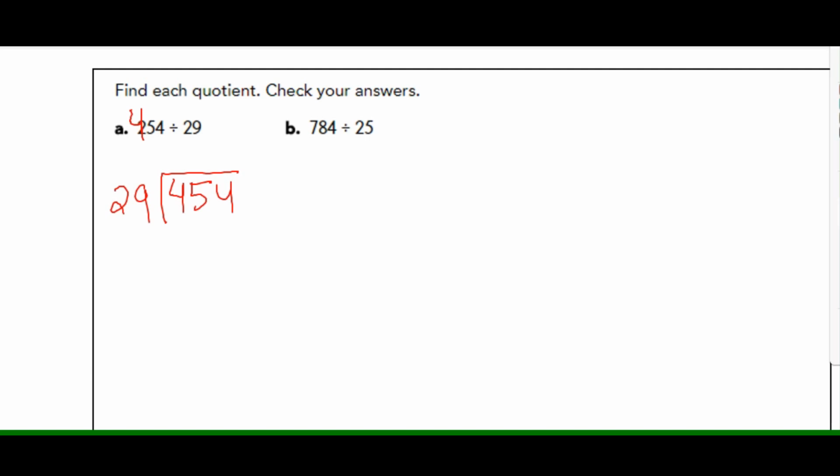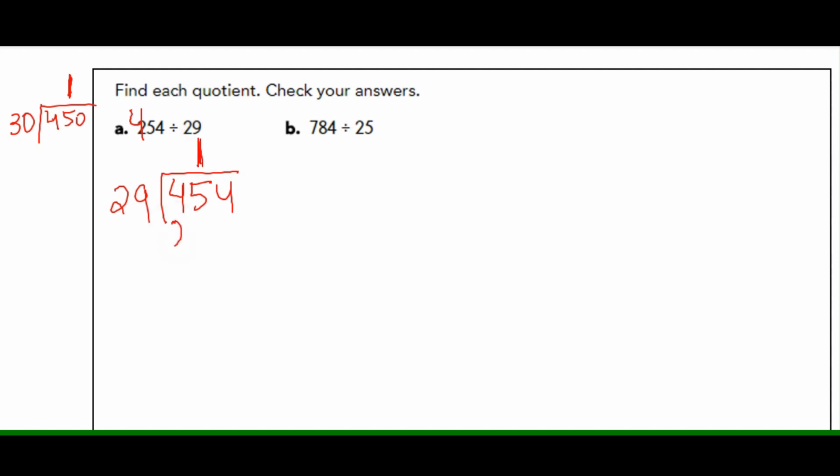So write this. I know that 29 is close to 30. And then 454, I'm just going to say 450. So I know 30 can go into 45 one time, so I put a 1 above the 5. So the first number that I'm going to try is 29 probably can go into 45 one time. So I'm going to put 29 here. I'm going to put a 1.